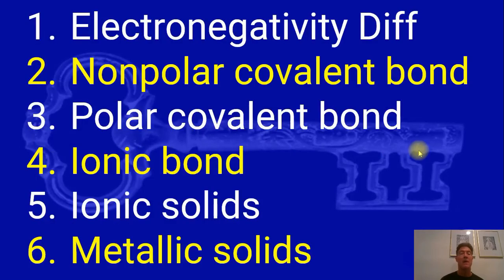All right, key concepts. Hugely important to know the effects of electronegativity difference on bond type. Low electronegativity difference, nonpolar covalent bonds. Medium electronegativity difference, polar covalent. High electronegativity difference, ionic bonds. We can create ionic solids when we have ionic bonds. They create these giant crystalline networks that maximize attraction and minimize repulsion.